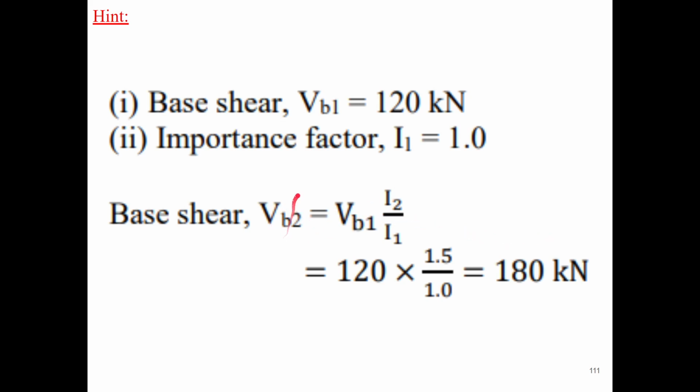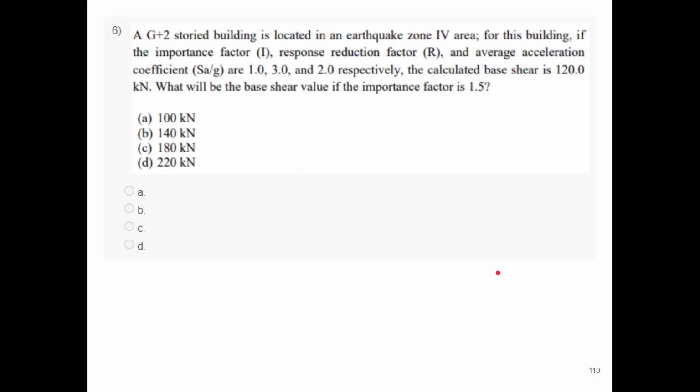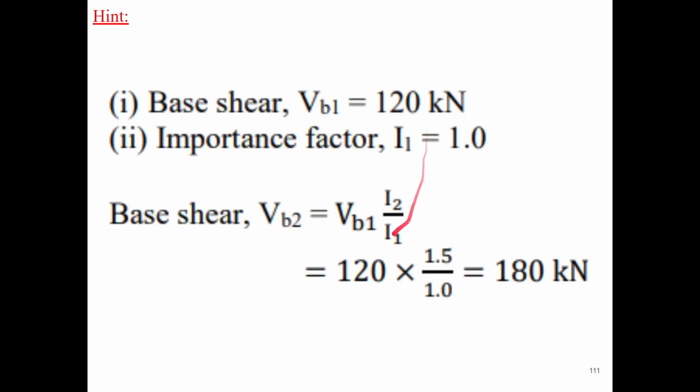So that ratio will be constant, that is V2 by I2 equals V1 by I1, or V2 by V1 equals I2 by I1. Using that relation we can find the base shear. That will be nothing but 120 into 1.5 by 1, and therefore the base shear will be equal to 180 kilonewton.